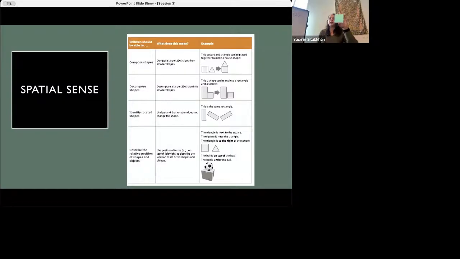The other thing you can do is give students a shape like this and say, can you use these other shapes to make it fit, right? So build a shape using smaller shapes. Decomposing is taking a larger shape, like something like this, and saying, how can we break it down? How can we cut it into different parts?